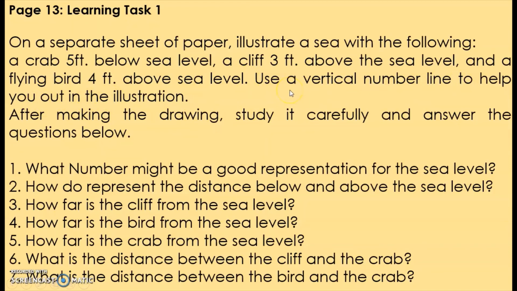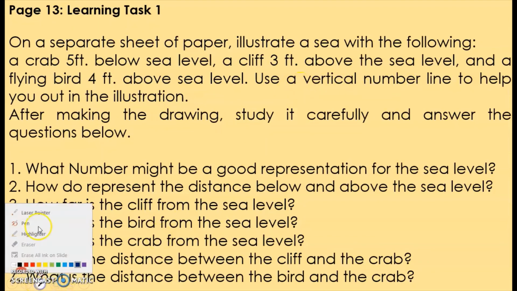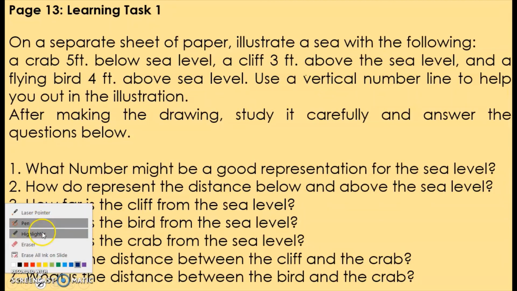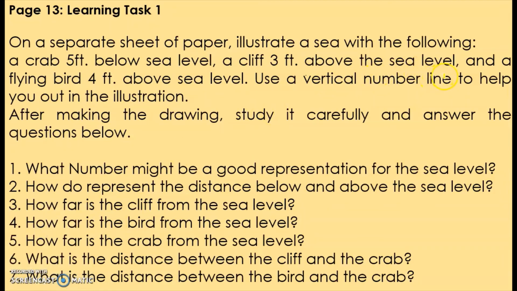So guys, instead of a horizontal number line, you're going to use a vertical number line. The one that I showed you or shared with you is horizontal. So you're going to use the vertical number line. The same concepts, only it is vertical. After making the drawing, study it carefully and answer the questions below.